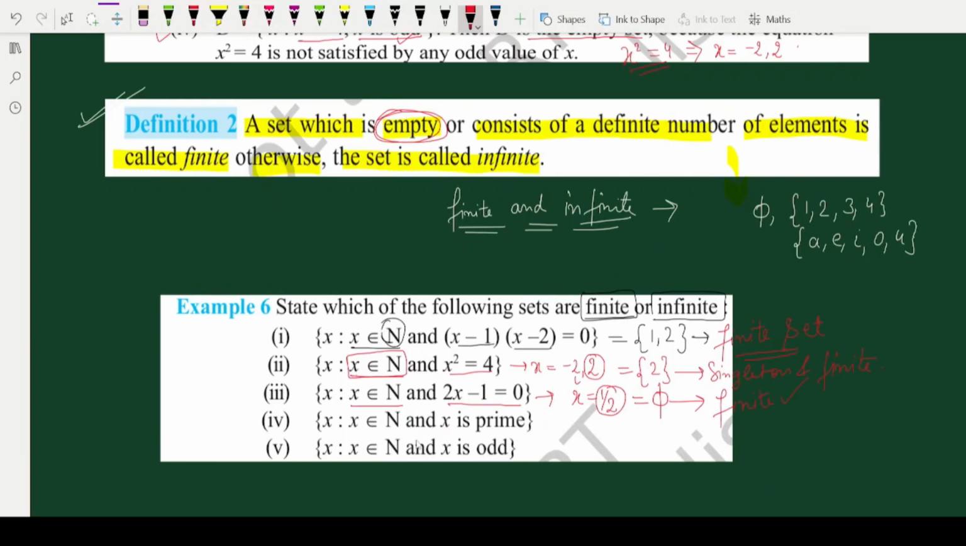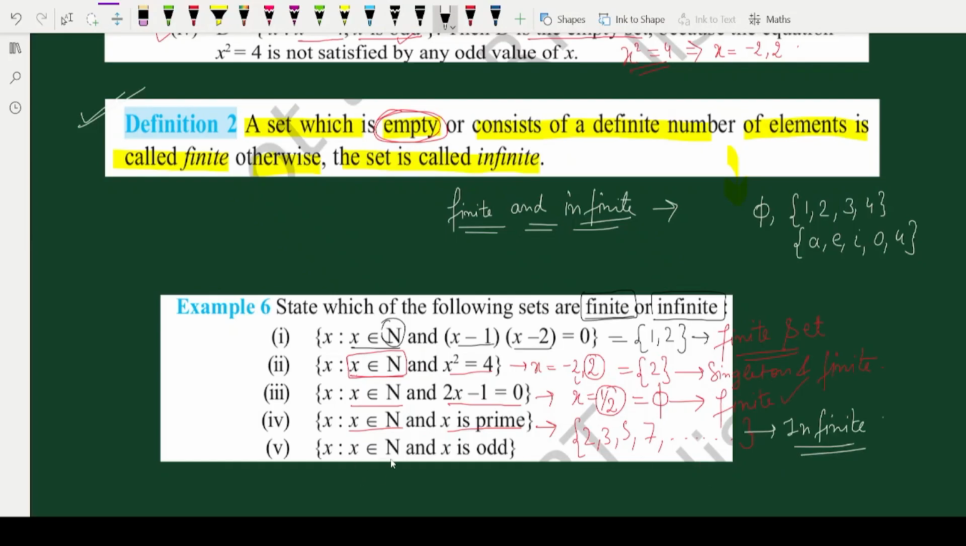Now x belongs to natural numbers and x is prime. We know that primes are natural. So what are they? 2, 3, 5, 7 and so on. And that is infinite in nature. So this set is infinite. Okay, I hope you understand.